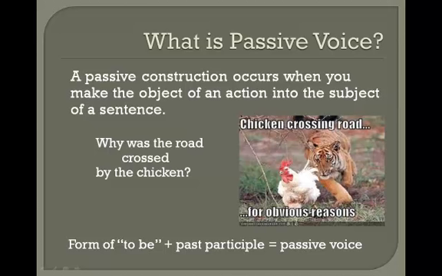Basically, what you want to look for is any form of the verb to be, so is, am, was, were, etc., plus a past participle. And if you've got those things occurring, you've probably got the passive voice. So in other words, we've got was, and then the past participle crossed. We've got the passive voice. The object has been moved into the subject of the sentence.